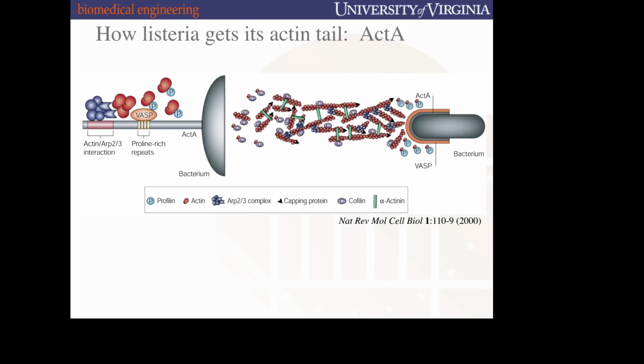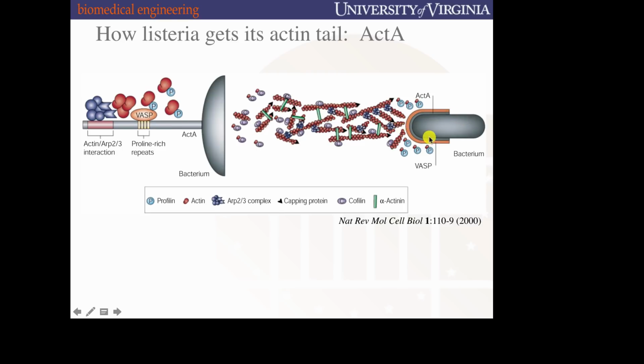Listeria expresses a specific protein known as ActA, which is going to effectively hijack the ARP23 WASP system for nucleating actin assembly. ActA has several domains. It has an actin ARP23 interaction site, and it has proline-rich repeats that associate with a protein called VASP, which is in the WASP family of proteins. VASP, similar to WASP, will recruit globular actin profilin complexes and facilitate nucleation of actin polymerization off of this ActA protein.